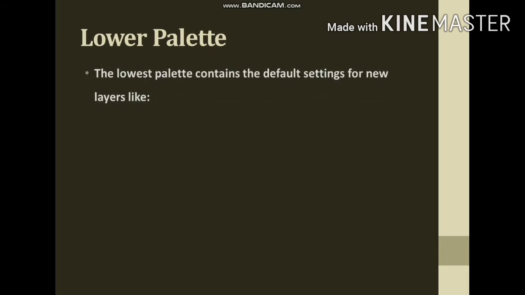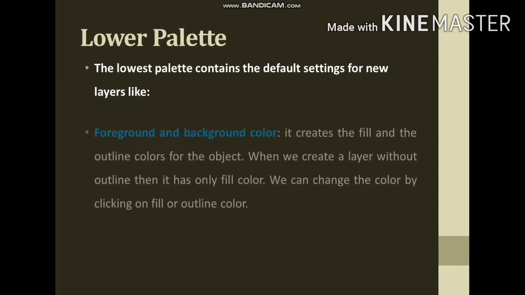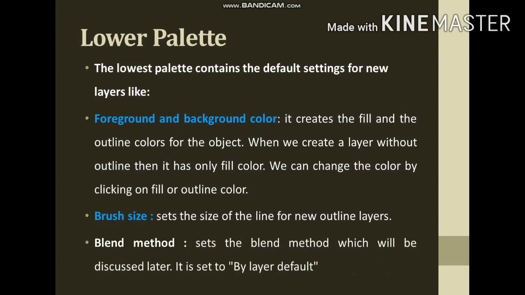Lower palette. The lowest palette contains default settings for new layers like foreground and background color. It creates the fill and outline colors of the object. When we create a layer without outline, then it has only fill color. We can change the color by clicking on fill or outline color. Brush size sets the brush size for outline color. Blend method sets the blend method, which will be discussed later. It is set to by layer default. Now in the older version it is set as by layer default, but now it is given as composite.